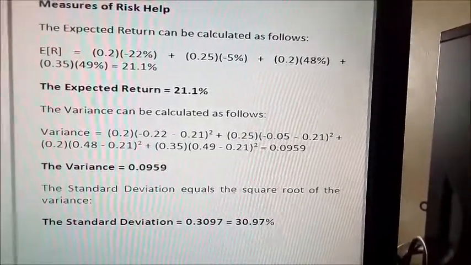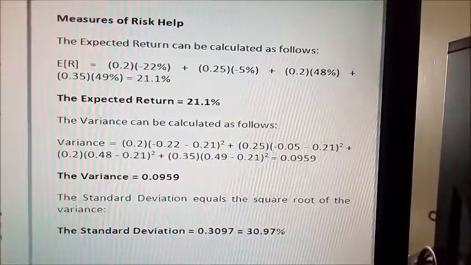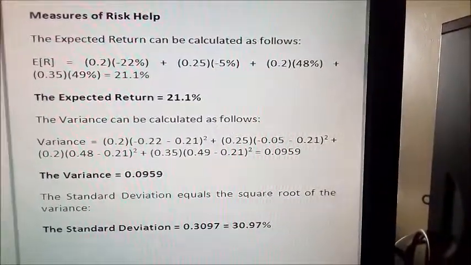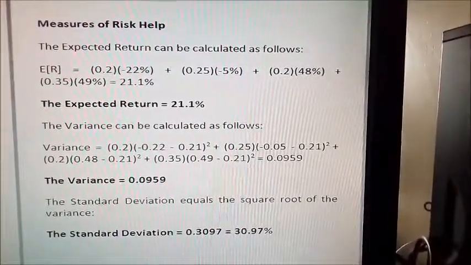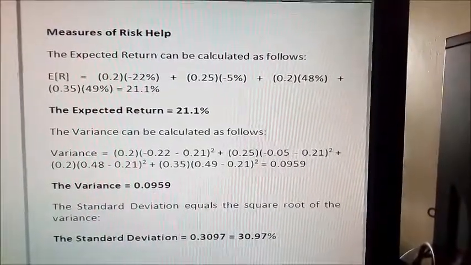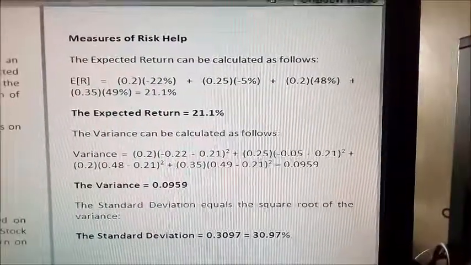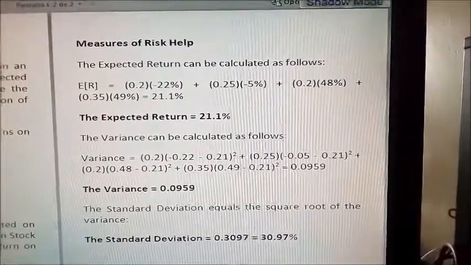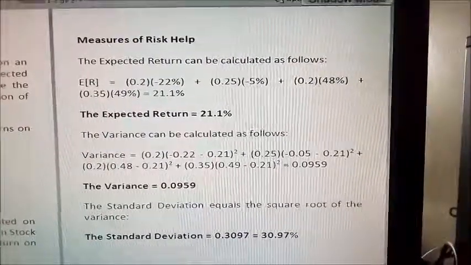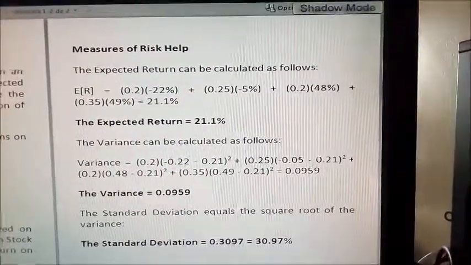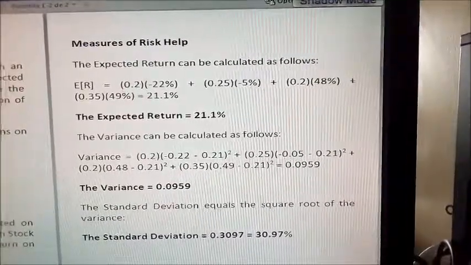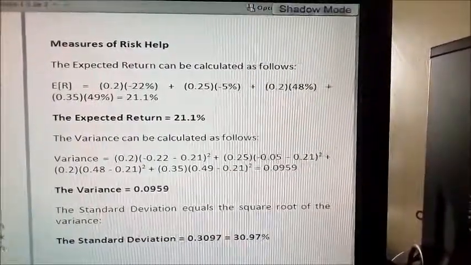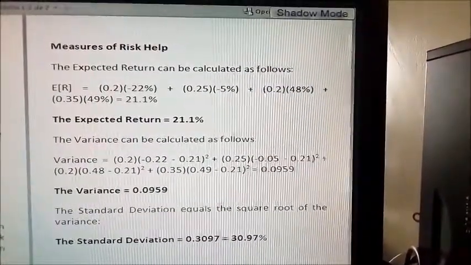0.20 times minus 22%, plus 0.25 times minus 5%, plus 0.20 times 48%, plus 0.35 times 49%, equal to 21.1%. The expected return is equal to 21.1%. The variance can be calculated as follows.